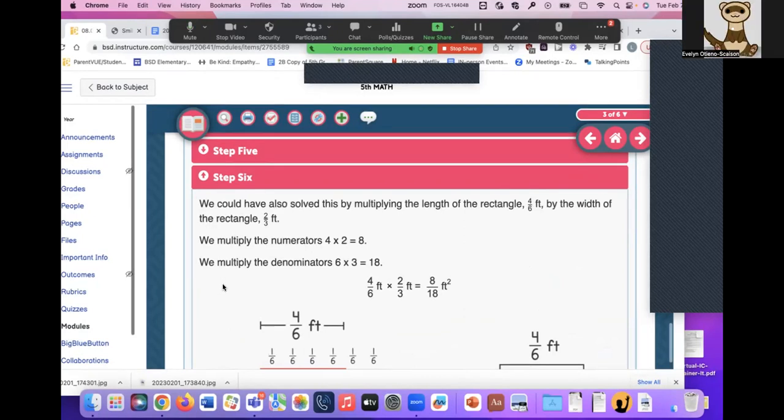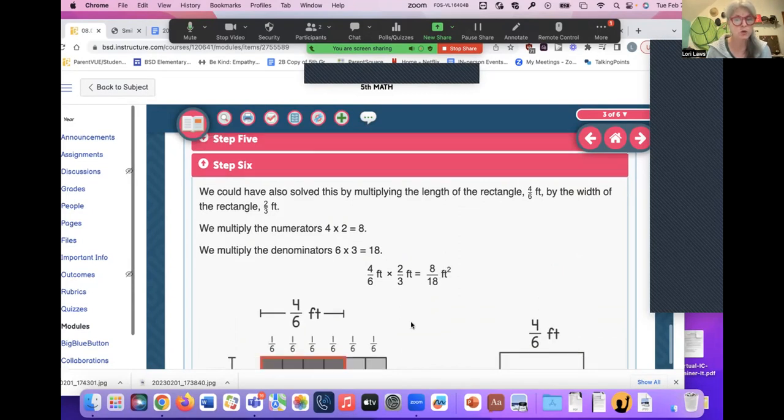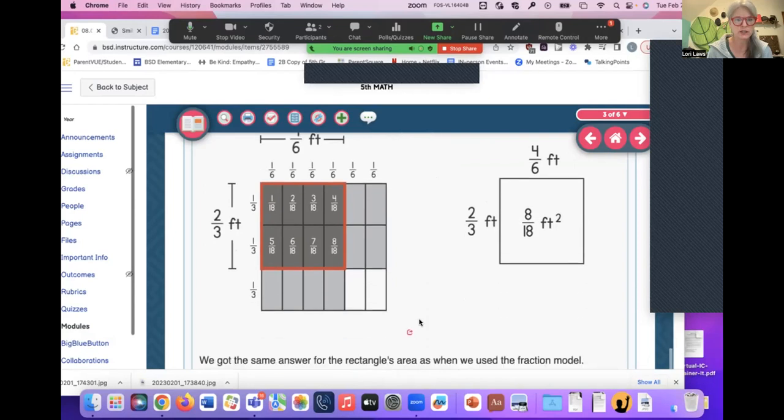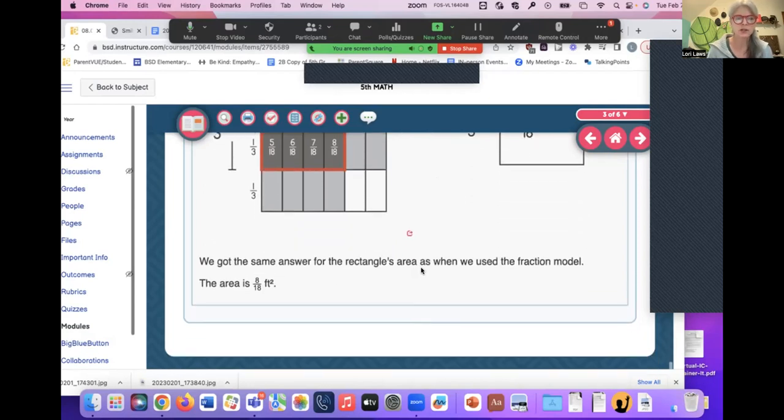Okay. This is 8/18. We could have also solved this by multiplying the length of the rectangle, 4/6, by the width of the rectangle without making the model. So here we would multiply the numerators. 2 times 4 is 8, and multiply the denominators. 3 times 6 is 18. Pretty easy. 8/18 feet, and this little 2 up here, the exponent, says squared feet. It shows that the feet aren't just linear, but that they have length and width, 2 dimensions. We got the same answer.